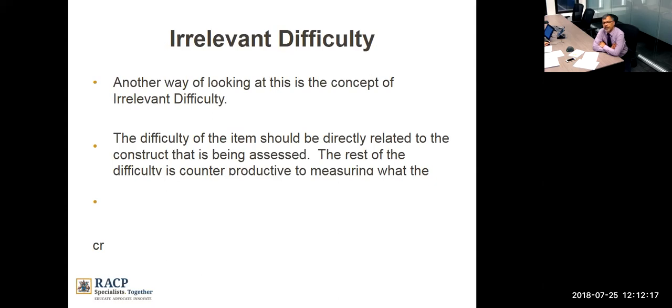Another way of looking at this same concept is irrelevant difficulty. The idea is that difficulty should be directly related to the construct that's being assessed, and everything else that gets in the way of that direct assessment is irrelevant difficulty. So the tricky questions, the ones that look trivial, or a spelling mistake, any little thing that detracts from candidates showing how they are meeting the standard, is something we want to reduce. So the question then is, how do we reduce this irrelevant difficulty? Next, please.